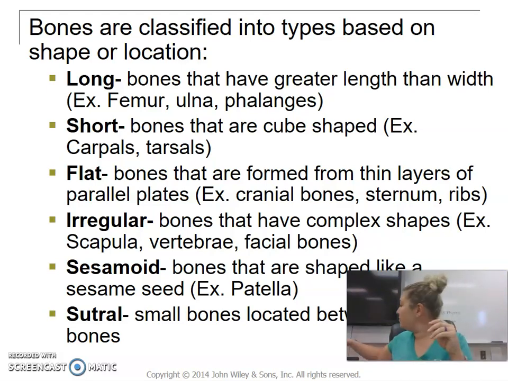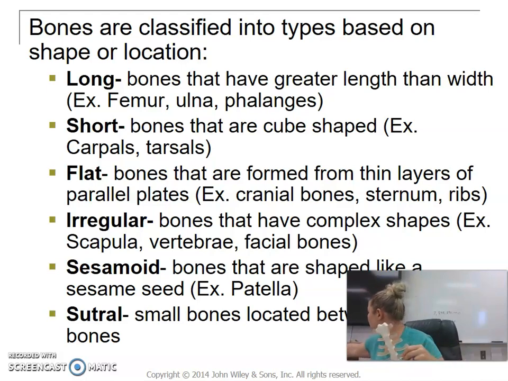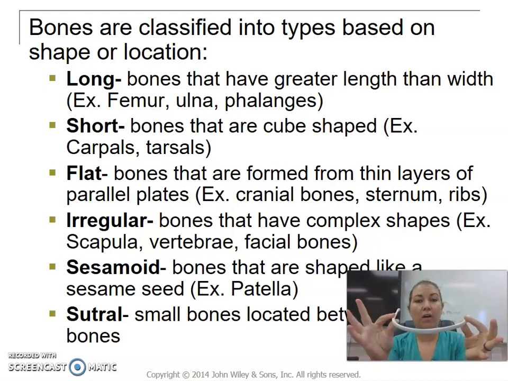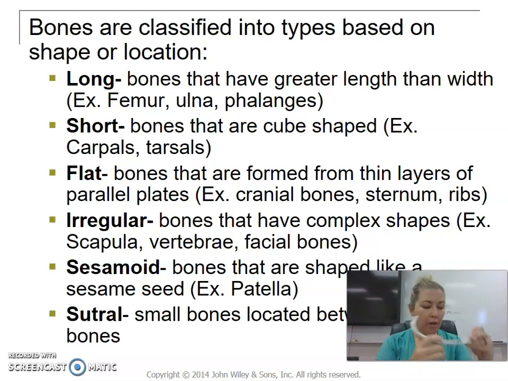Then we have some flat bones. Flat bones are like your sternum. So the sternum is your breastplate, and the ribs. The ribs also are very flat. They're still long, but they're considered flat bones because of their internal structure.